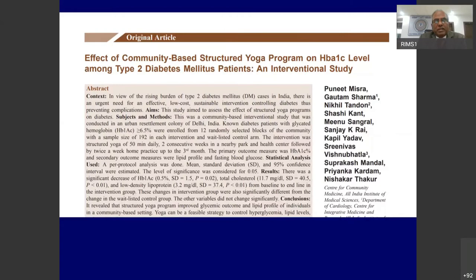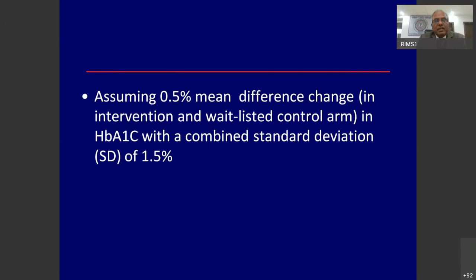Now, let us take one example. This was a study published from All India Institute of Medical Sciences on the effect of yoga on controlling diabetes. And the way they measured control of diabetes was HbA1c. So they said, assuming there will be a 0.5% mean difference in HbA1c between the intervention and non-intervention groups. The non-intervention group was wait-listed for yoga. Then, because there were two groups, intervention group and wait-listed group, they took a combined standard deviation, which was 1.5%. And the mean difference, they hypothesized maybe 0.5, which is expected if they practice yoga. So the question will be, what is the signal in this and what is the noise in this?